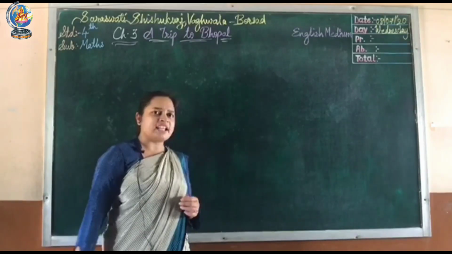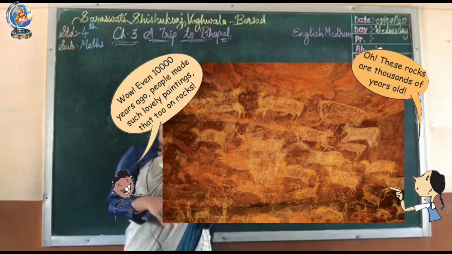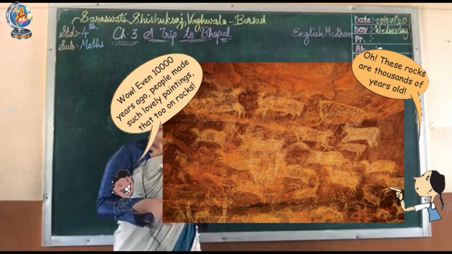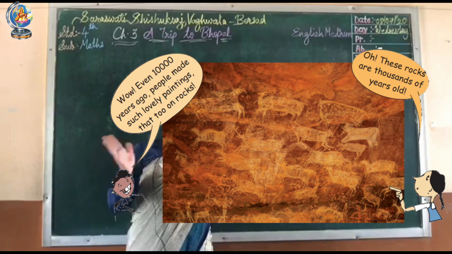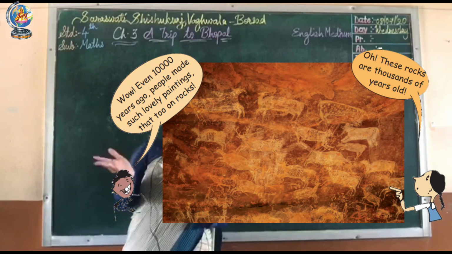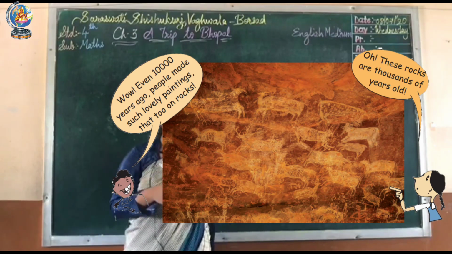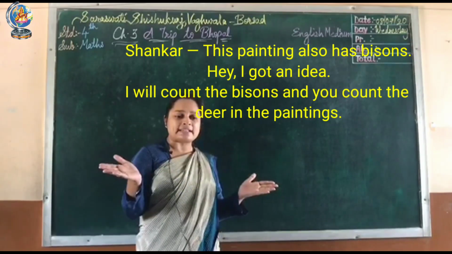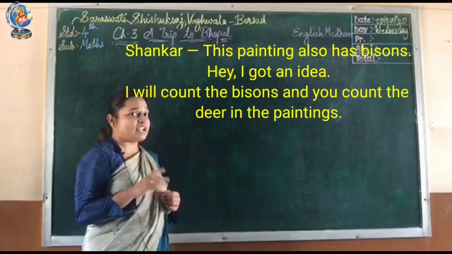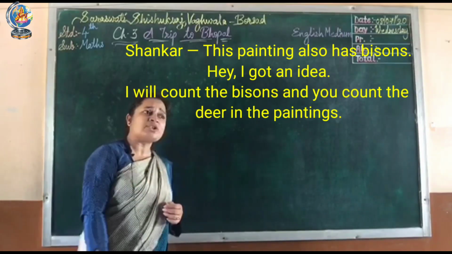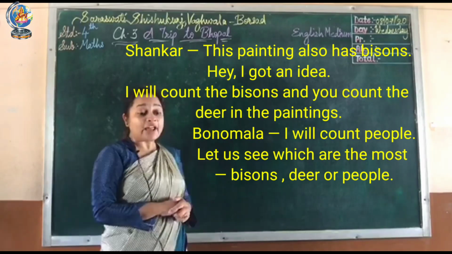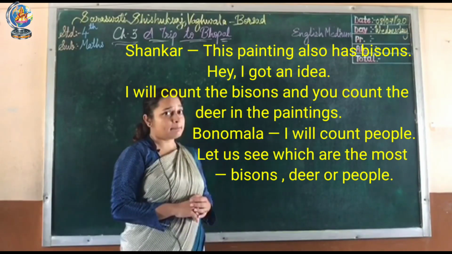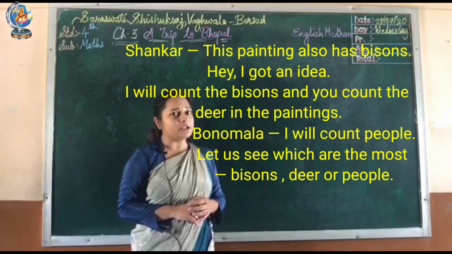As they went inside the caves, one of them said, "Oh, these rocks are thousands of years old." Another replied, "Not thousands, it's 10,000 years old. And how lovely the paintings are on the rocks." Shankar said, "These paintings also have very big bisons. Hey, I got an idea. I will count bisons and you will count deers." Bonmala said, "I will count people. Let's see which are the most, bisons, deer or people."